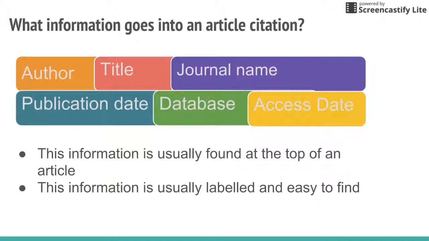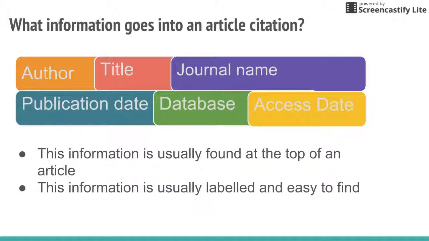Then I need to find the database that this information came from. If you found your article, you most likely found it in a database on our library website like EBSCO or History Reference Center. That's the information we need. And the last thing I need to know is the access date. The access date is very different from the publication date. The access date is when I, the researcher, went and found this information.